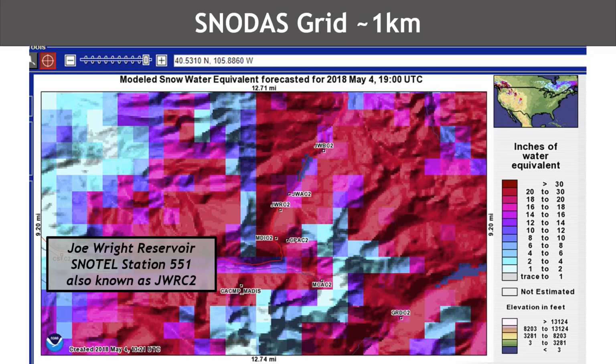The SNODAS grids are approximately 1 kilometer in resolution. This slide is showing a daily SNODAS grid overlaying the Joe Wright Reservoir area for May 4, 2018. In the middle of the map, you can see the point SNOTEL station for the reservoir, JWRC2, also known as SNOTEL station 551.